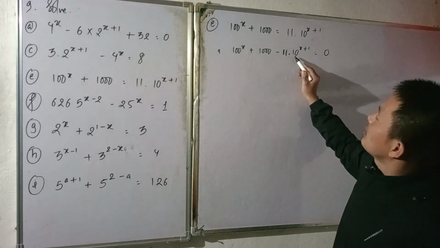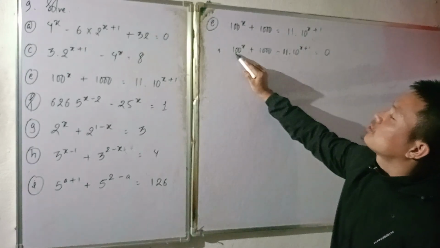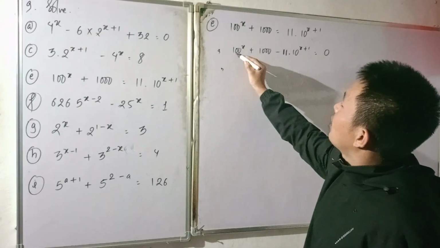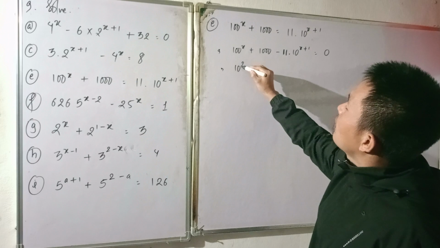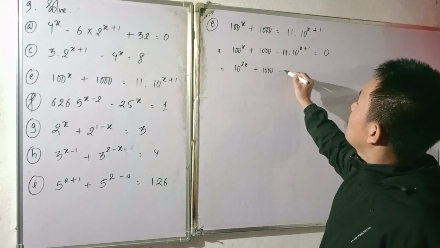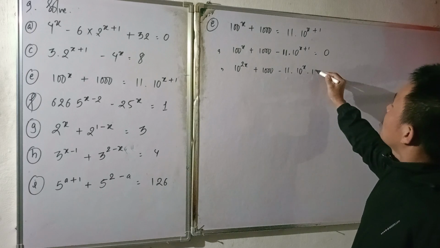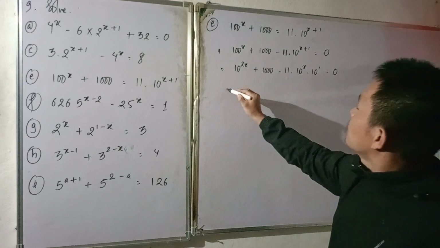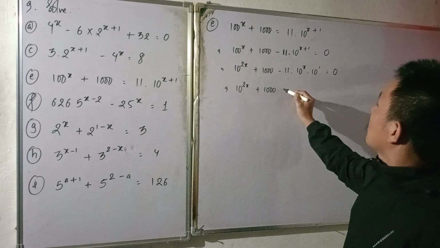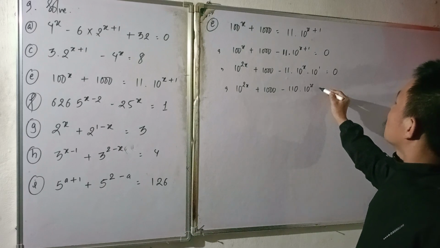Now since here is 10 power x, try to bring this in 10 powers. Try to express this: 100 can be written as 10 power square, and the x is already there. So 1000 minus 11 dot. So disintegrate this 10 power x and another 10 power 1 goes to 0. Now 10 power 2x plus 1000 minus 11 times 10, that will be 110, 10 power x equals to 0.